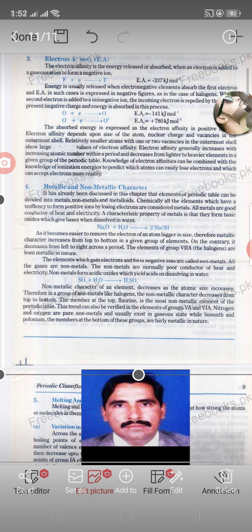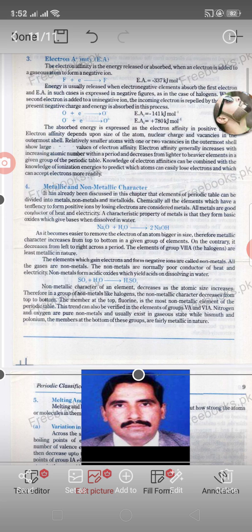For example, fluorine has 9 electrons. If one electron is added to a fluorine atom, its electrons become 10 and its protons remain 9, so one electron is extra and its charge would be negative, fluoride F negative. When an electron is added to the outermost shell of the fluorine atom, the energy released is known as electron affinity, which is negative 337 kilojoule per mole.